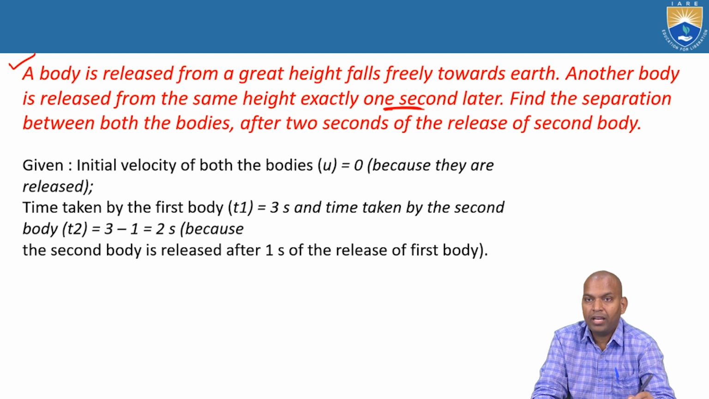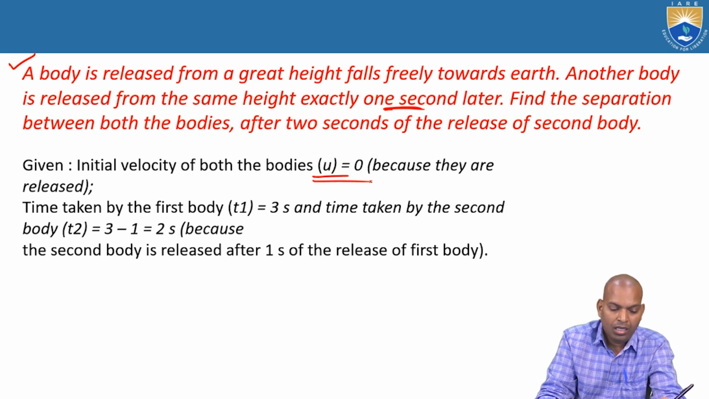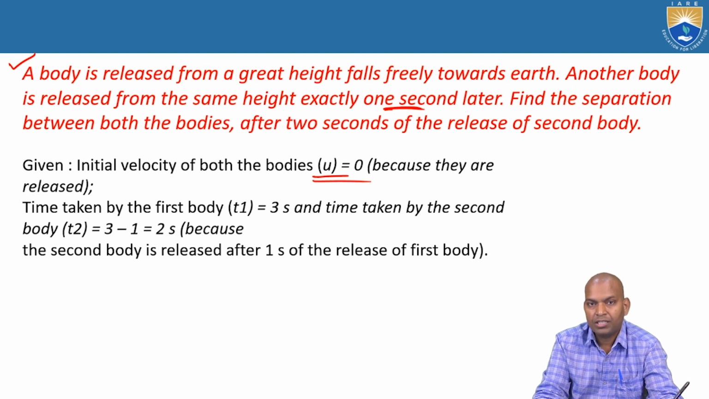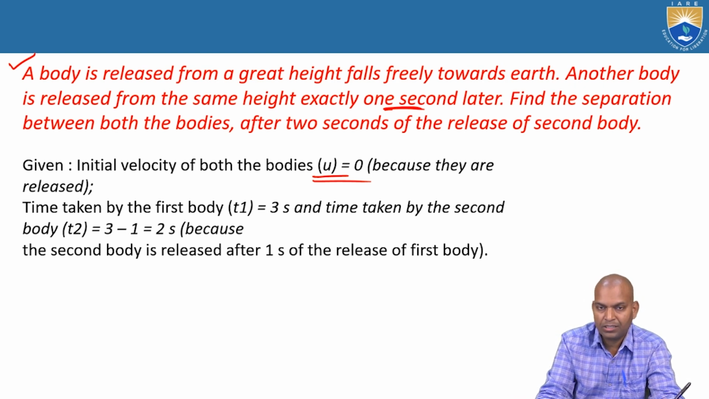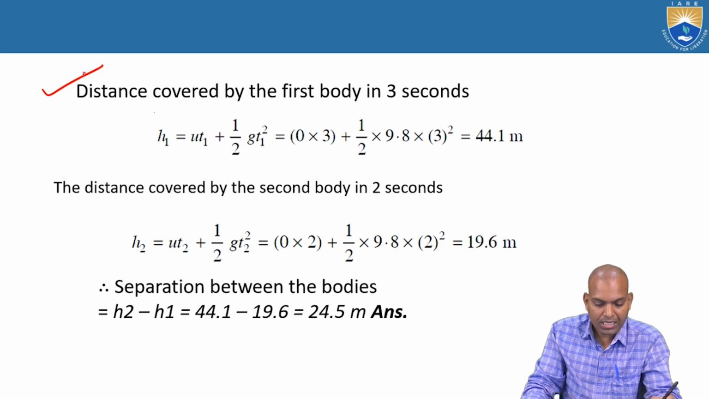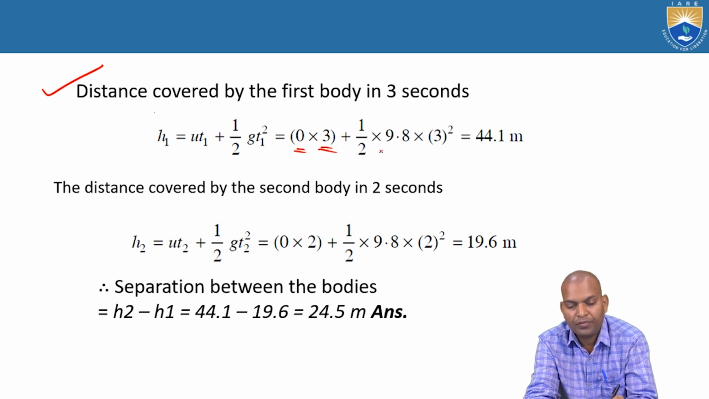Now, the initial velocity of both the bodies is 0. The time taken by the first body is 3 seconds. The time taken by the second body is, after the 1 second, t minus 1, that is 3 minus 1, that is 2 seconds. Now, the distance covered by the first body in 3 seconds: h1 = ut1 + ½gt1², where u = 0 and t1 = 3, so ½ times g, 9.8, times t1 squared, that is 44.1 meters.